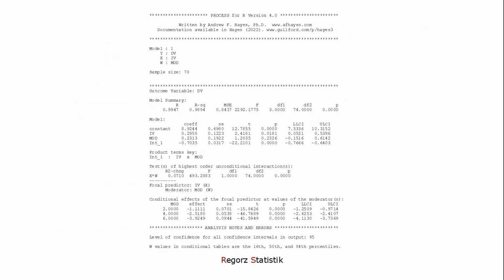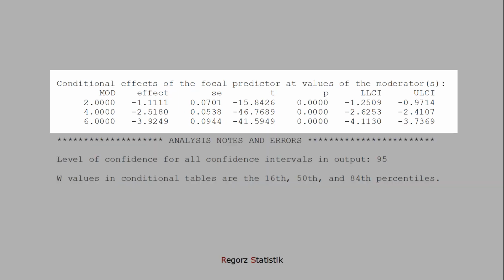If we have a significant interaction, then we look at the conditional effects here. Another name for them would be simple slopes. These are effects of the independent variable on the dependent variable for different values of the moderator. For small values, medium values, and high values of the moderator.